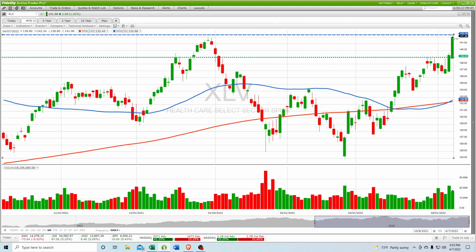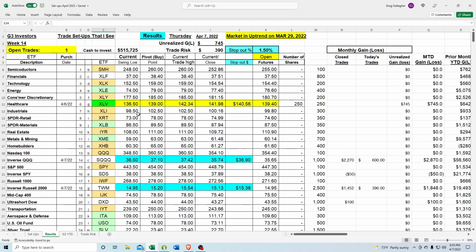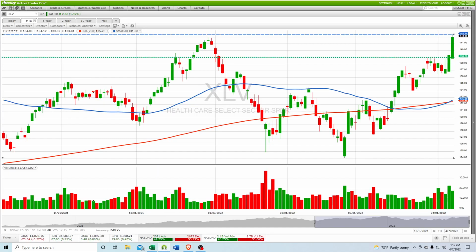We got an ETF that made a new all-time high, and you've seen what I did. This dotted line here means that I took a position. Where did we take the position? When we go back and look at the schedule, we took it at 139. So that's how it ties out to the charts.